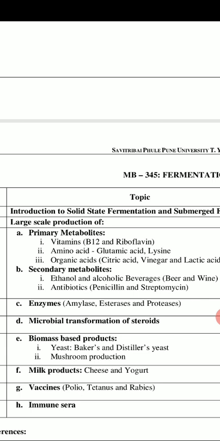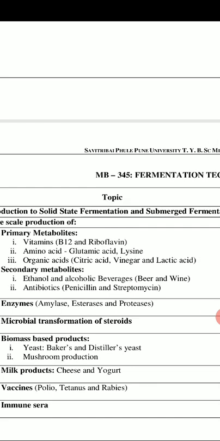The third important point is organic acids. Citric acid, vinegar and lactic acid are the different types of acids which we are going to study in your syllabus, and organic acids are nothing but organic compounds with acidic properties.